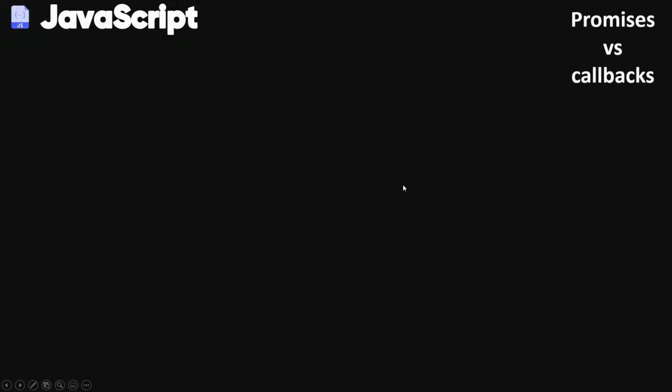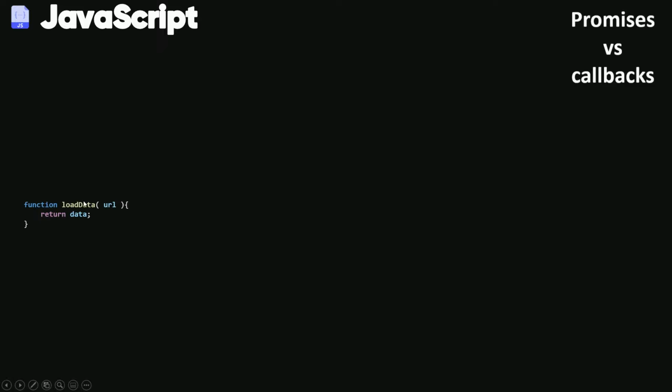Now, because we are going to use promises, I'm going to talk about them a little bit. So what is the difference between promises and callbacks? Why do we need to use promises? Actually, there is no difference between promises and callbacks. Promises are just a better, more practical way of doing callbacks. Okay, let's see some examples.